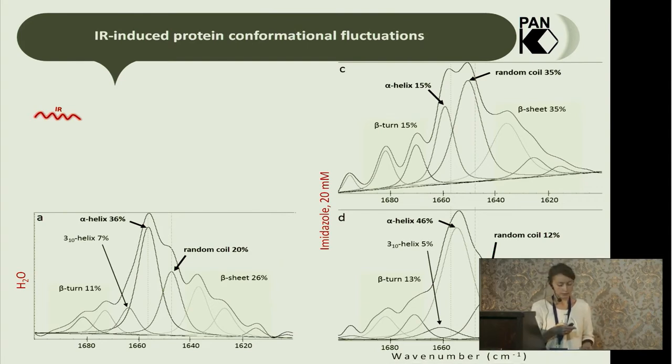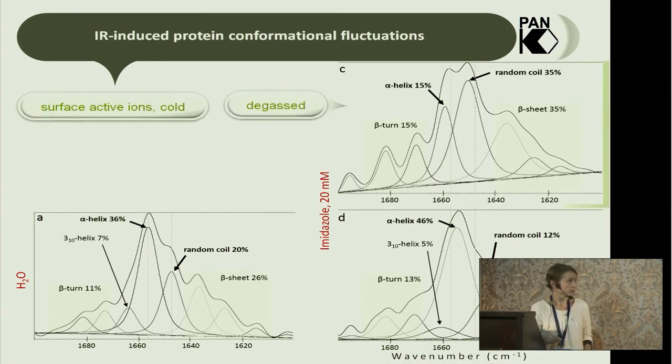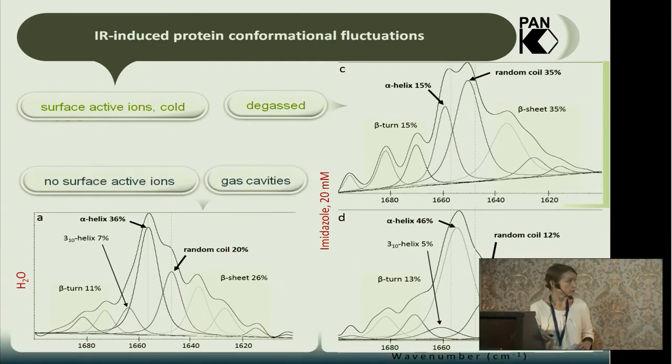Now this disordered conformation is characteristic for our protein in the presence of those surface active ions and for the solution that has been stored cold, because as I said, it aids denaturation. And it's also characteristic for the solution that has been degassed. Now, our protein can be found folded in solutions when there are no surface active ions, like in water only, or in solutions when we have gas cavities present.